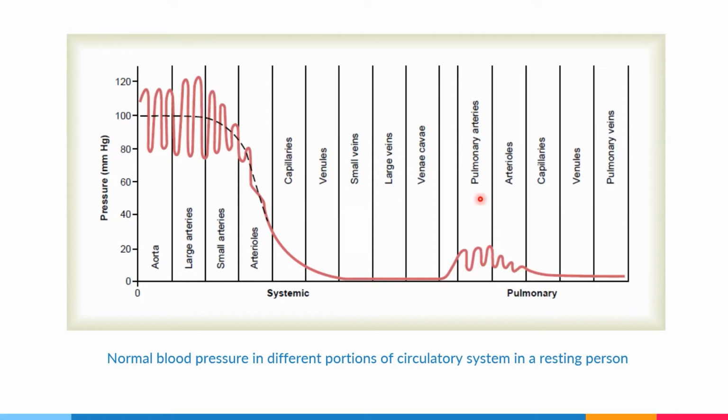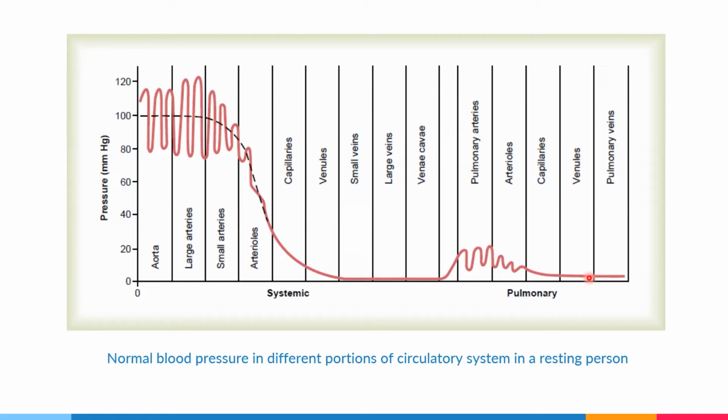Again, we come back to the pulmonary arteries, where there is pulsatile nature because this blood is directly flowing from the heart to the lungs. But in this case, the range of blood pressures is very low, because in the pulmonary circulation, the blood pressure levels do not vary that much. But again, as we can see, when we reach the pulmonary veins, the blood pressure has again smoothened out to a very low level.